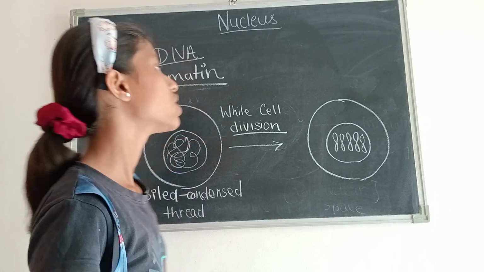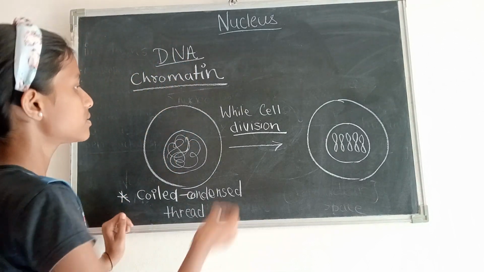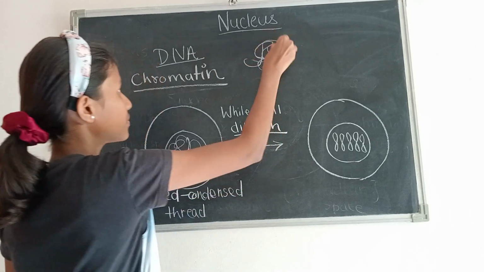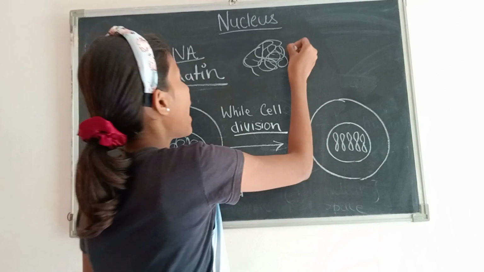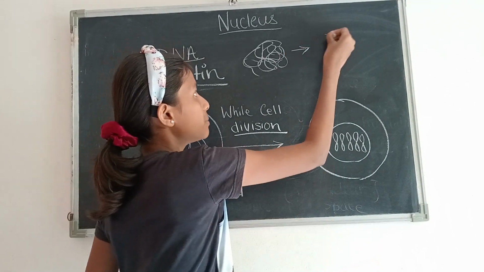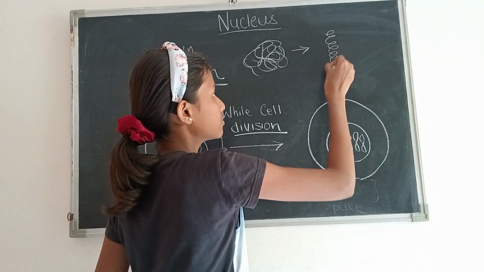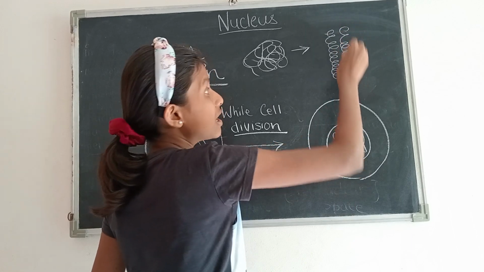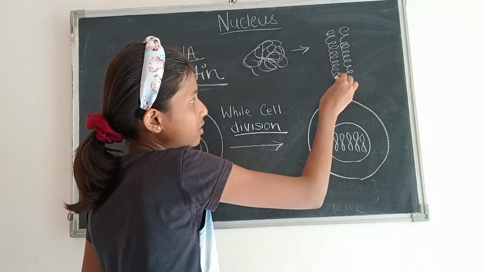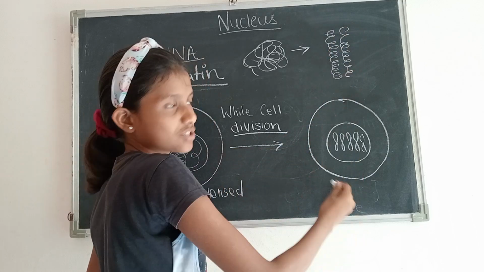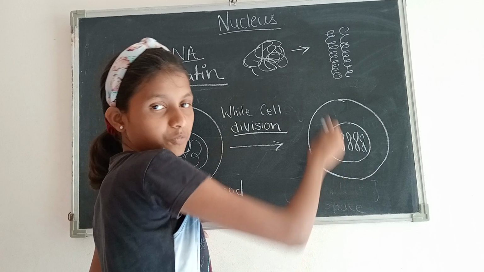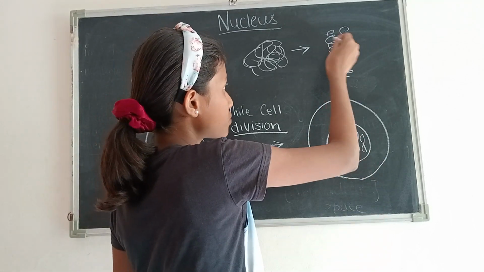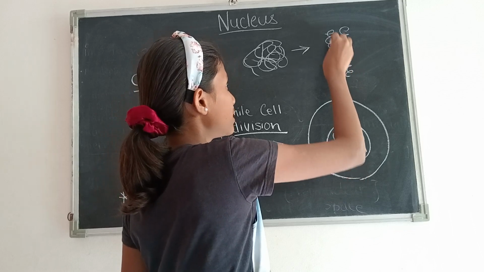In simple language, this is the coiled structure, and when the cell divides, it becomes like this. It becomes a long thread like this, like a joint thread. I can't draw this much, so it becomes like this, wholly joined.